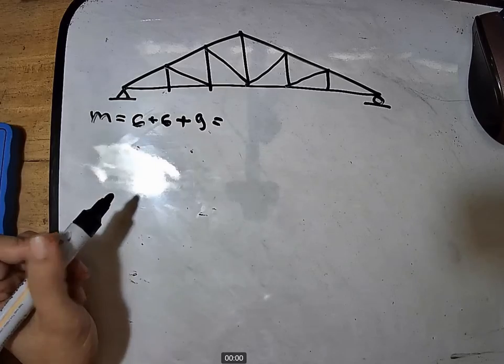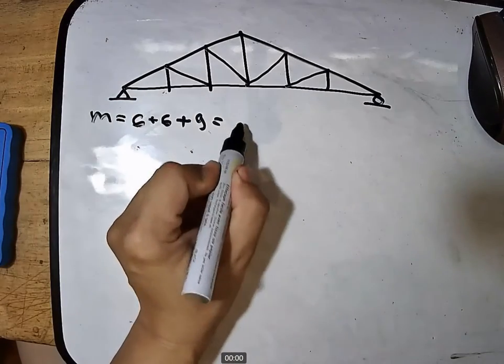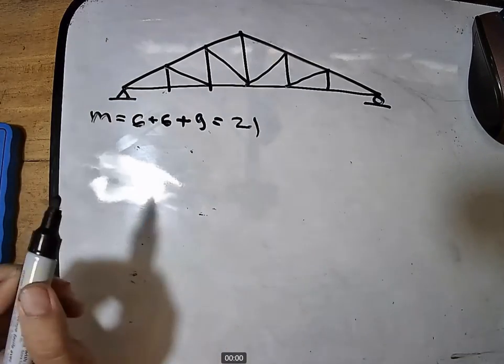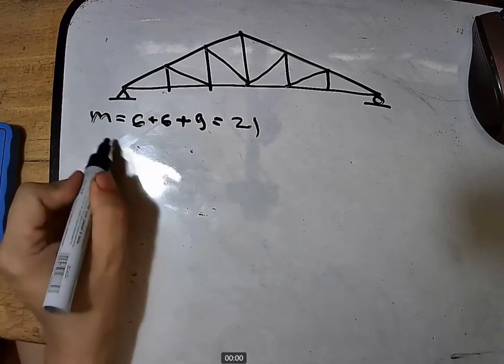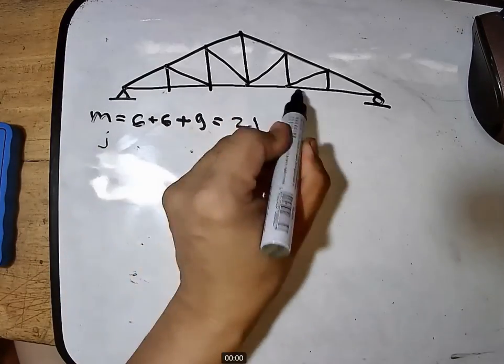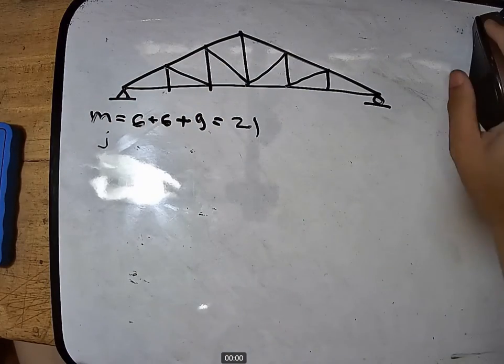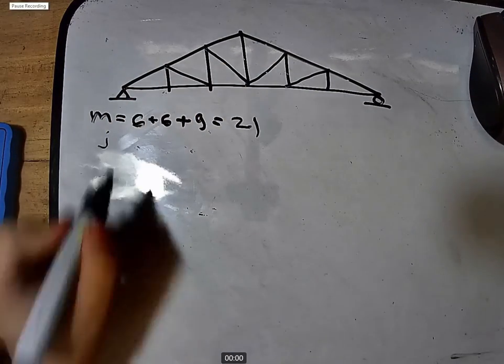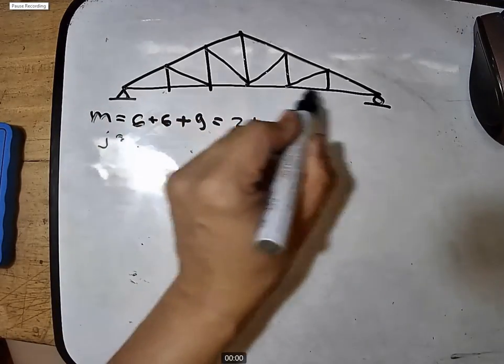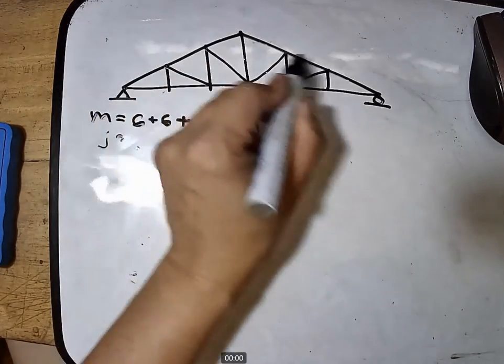Okay. So 21. Then how many joints? How many joints? We have 1, 2, 3, 4, 5, 6, 7, 8, 9, 10, 11, 12.